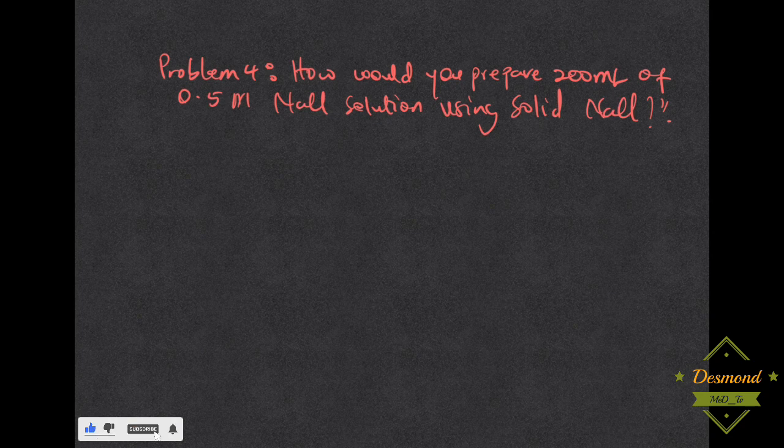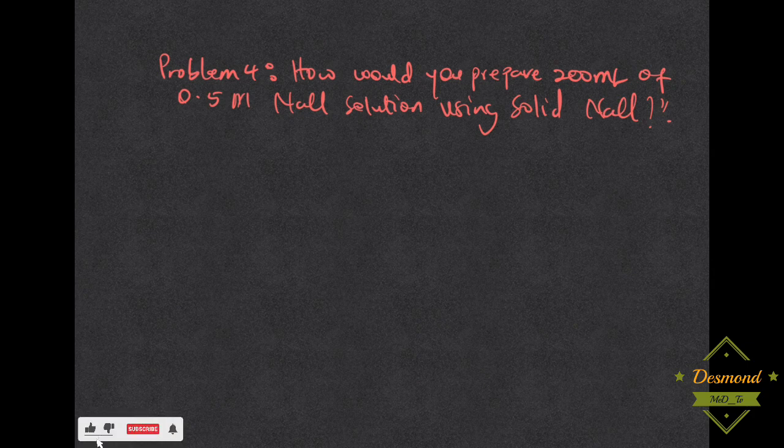So in our next problem, we are just going to look at how to prepare a specific volume and concentration of a solution. So we have the problem. How do you prepare 200 ml of 0.5 molar sodium chloride solution using the solid sodium chloride? The first thing that you need to understand always is the question. Now we need to prepare a solution with specified molarity and volume. The second step is to calculate the amount of NaCl needed.